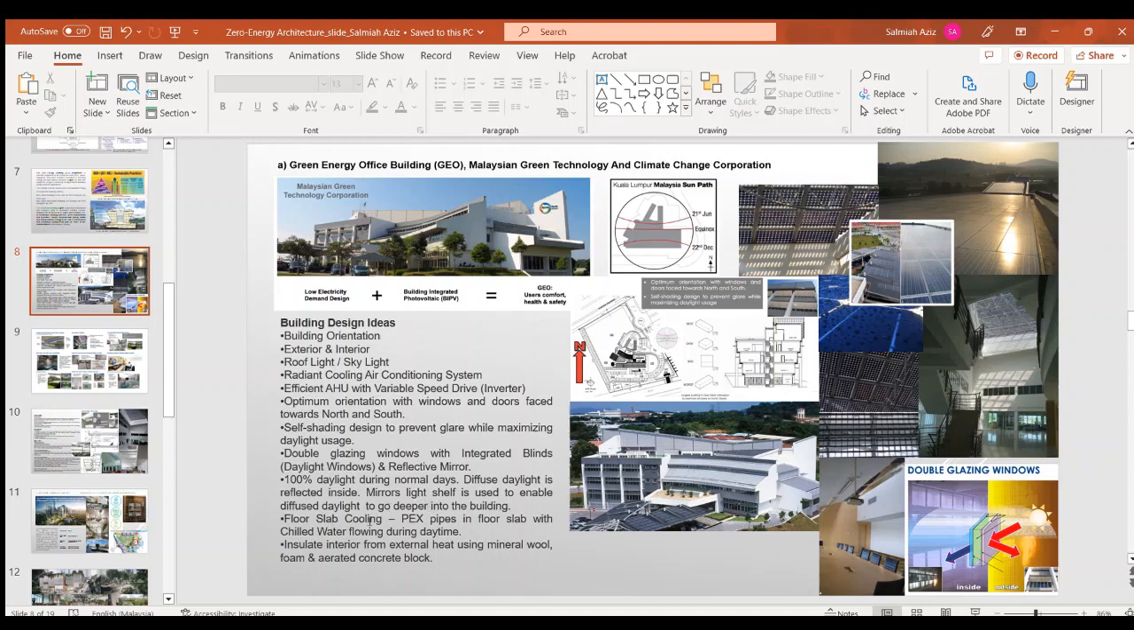Floor slab cooling, PEX pipes in floor slab with chilled water flowing during daytime. Insulate interior from external heat using mineral wool, foam and aerated concrete block.